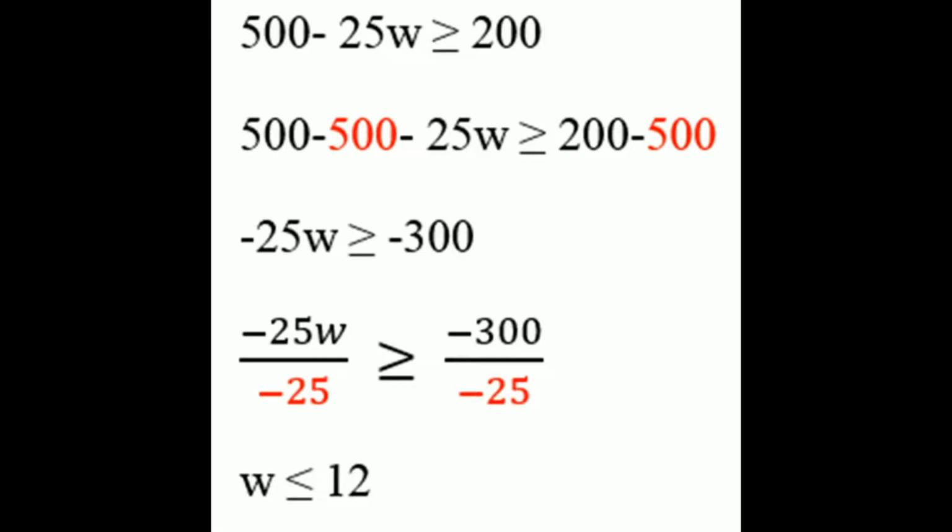We have negative 25W is greater than or equal to negative 300. So now we have to divide both sides by negative 25. So W is less than or equal to 12. So the number of weeks Keith can withdraw from his account is 12 weeks or less.